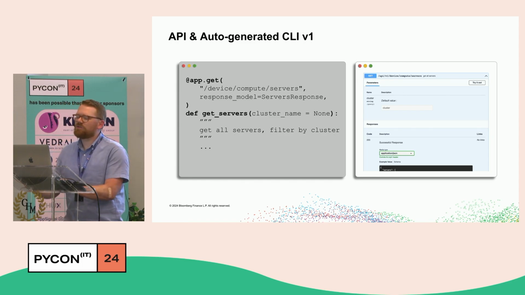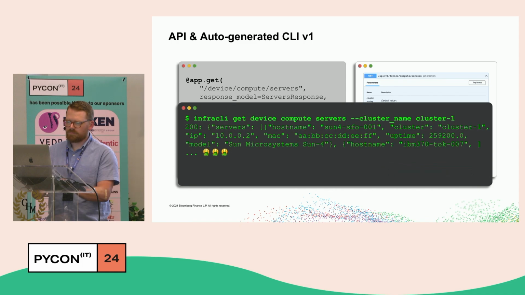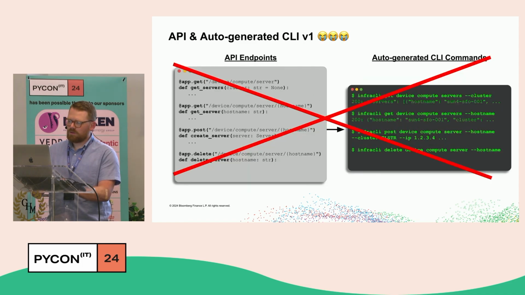Now, if we were to naively generate a CLI command from this endpoint, it would look something like this. To use it, you need to fully type out infra_CLI get device compute servers, specify the cluster with the --cluster_name flag, and you get back an HTTP status code and a huge JSON blob. If you can't already tell, this scheme leads to a bad CLI and is not much better than just using curl. So we realized that simply bolting the API and CLI together with some simple mappings was not going to work. Doing that created a really poor user experience on the CLI.